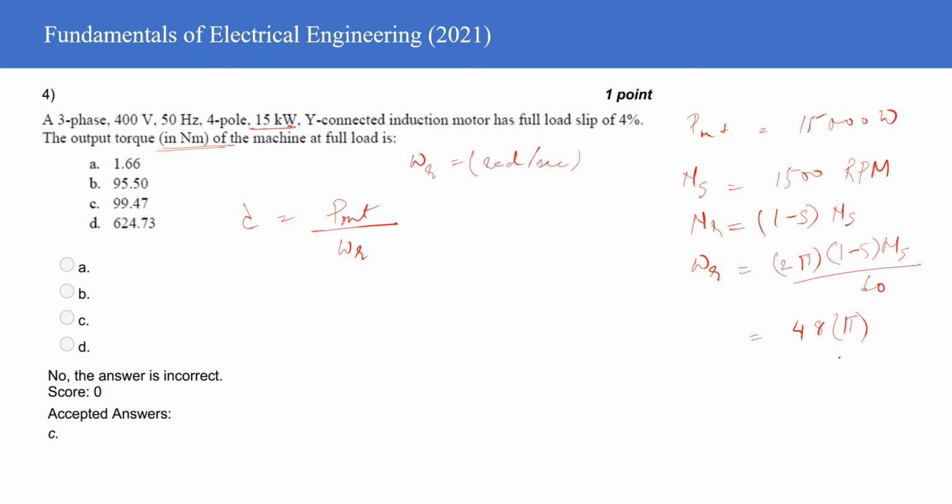right? So if you have this particular value of omega r, and the value of P out, then you can figure out the torque by substituting in this value. So 15,000 divided by 48 pi gives you 99.47 Newton meter as your answer. So C becomes your correct answer. So I'm hoping this particular problem was clear to you. If not, please feel free to pitch in your doubts. I'll try to address them.